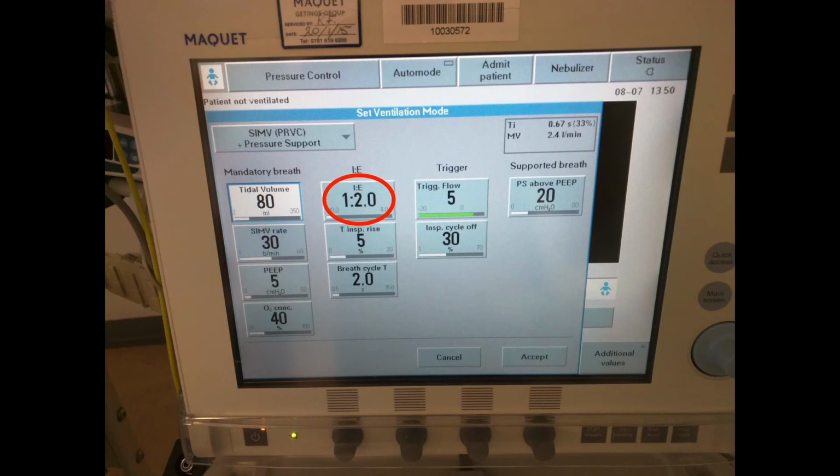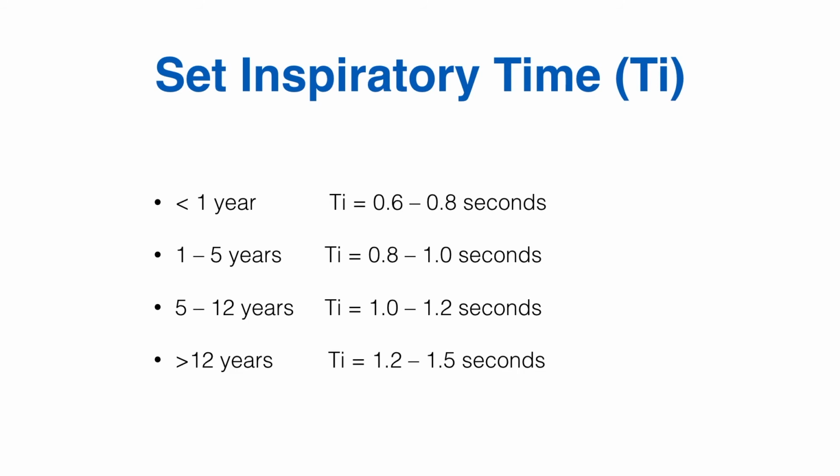Okay, so we've set the tidal volume, we've set the I:E ratio. The next thing to do is set the inspiratory time. And again, the inspiratory time varies with age. Because the respiratory rate comes down as you get older, your inspiratory time needs to lengthen. So generally in children under a year, the normal inspiratory time is about 0.6 to 0.8 seconds. From 1 to 5 years, it's 0.8 to 1 second. 5 to 12 years, 1 to 1.2 seconds. And greater than 12 years, 1.2 to 1.5 seconds.